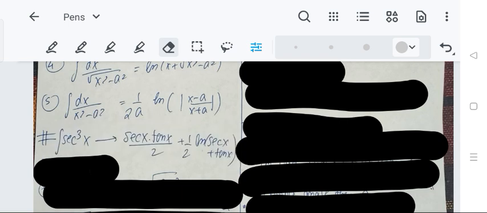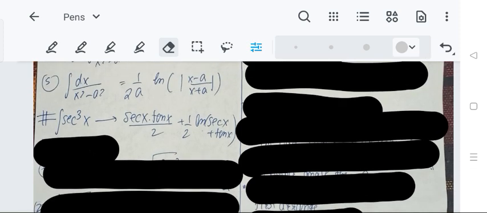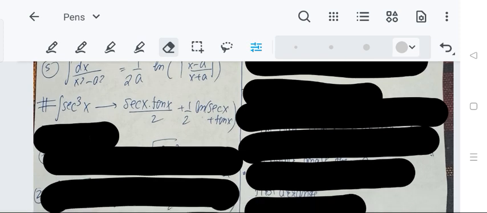Another one, for the perspective of JEE Advanced and Olympiads, is the integration of secant cube x, which is mostly asked in JEE Advanced, not for Mains, but for JEE Advanced and Olympiad questions. The integration of secant cube x is secant x into tan x divided by 2 plus half of ln of secant x plus tan x. And in some cases they also ask you the integration of 1 upon secant cube x, that is, the integration of cos cube x.